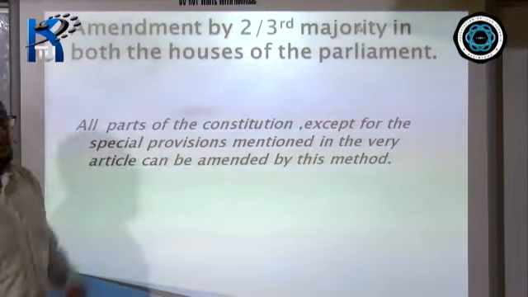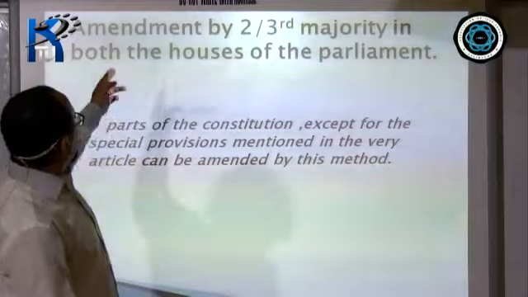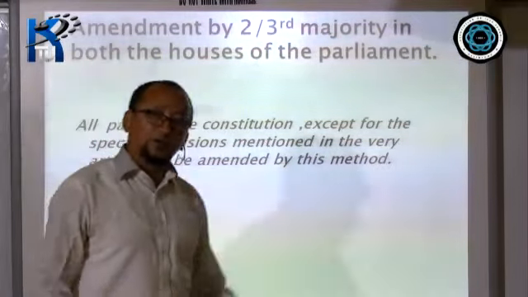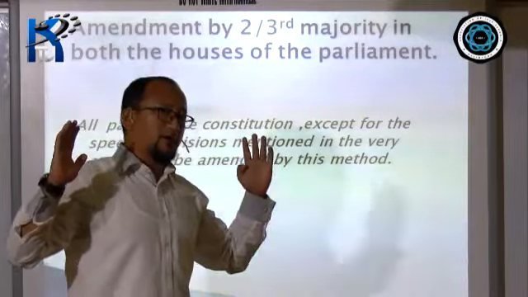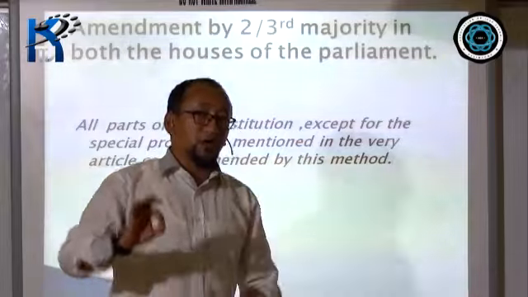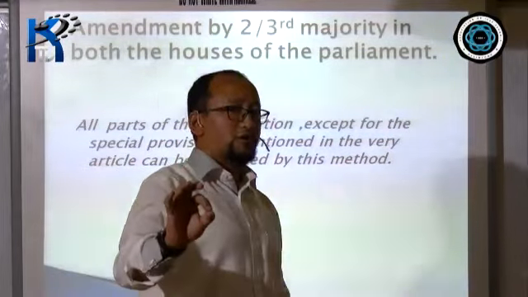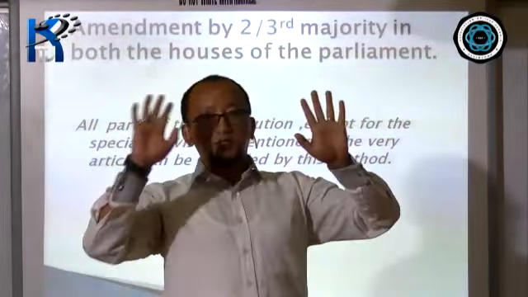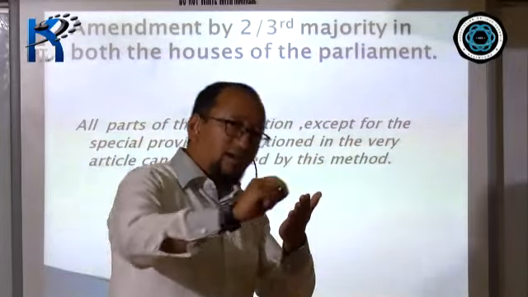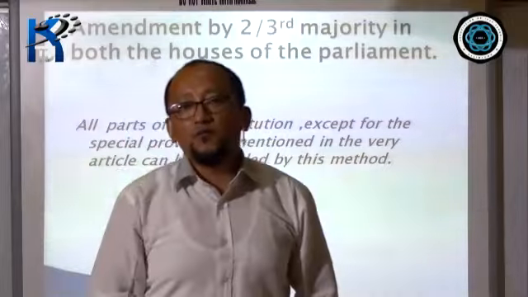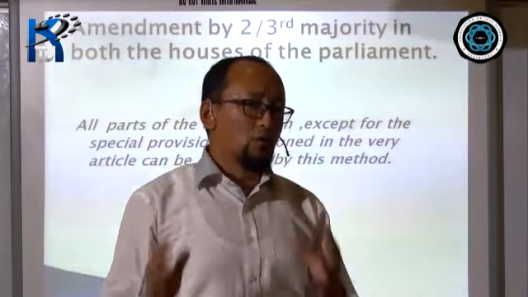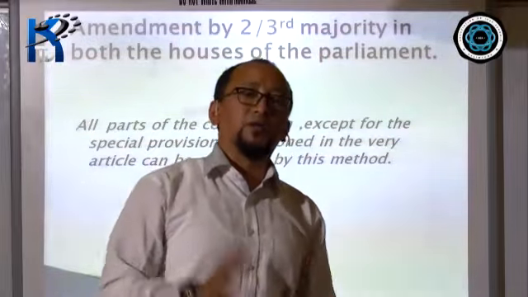Number one, I've already said to you all, amendment by 2/3 majority in both the houses of the parliament. You should be knowing, if the two houses pass the resolution by the majority of 2/3. Whenever it is done, it's so important: after one house passes, it goes to another. If the other house also passes, it has to be signed, or the assent has to be given by the president. Only then can that particular portion of the constitution be amended.